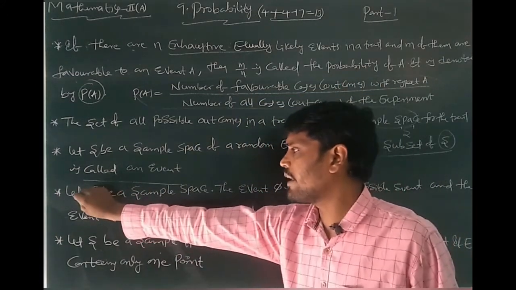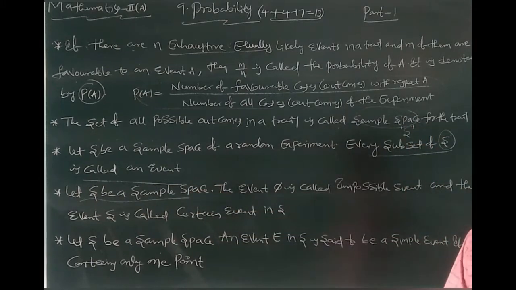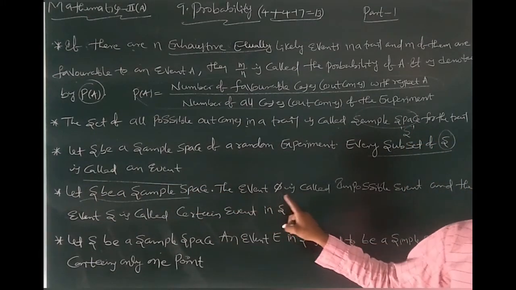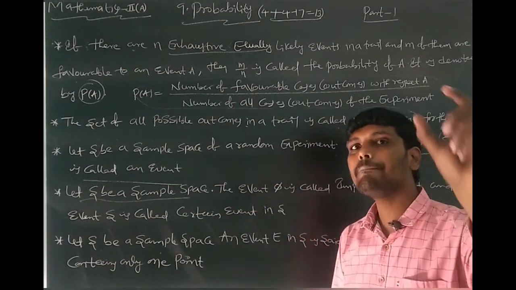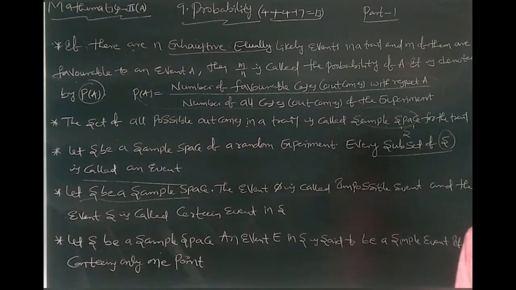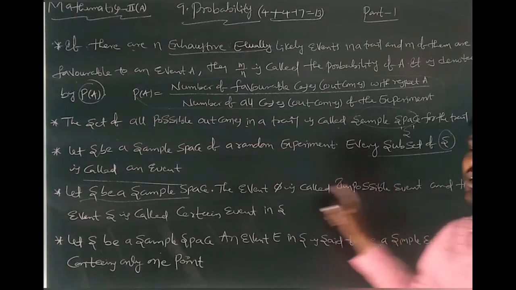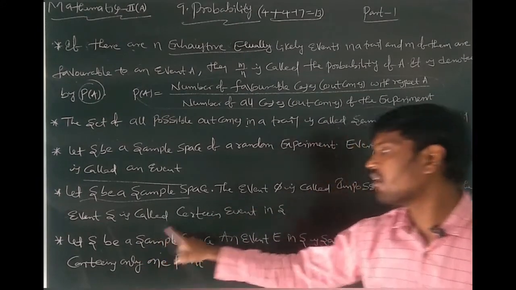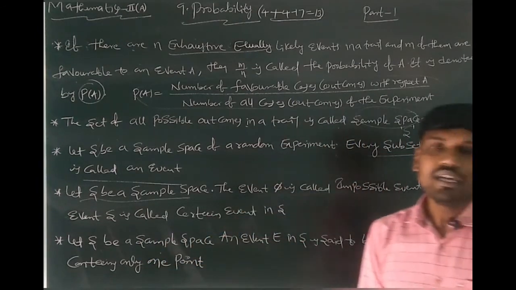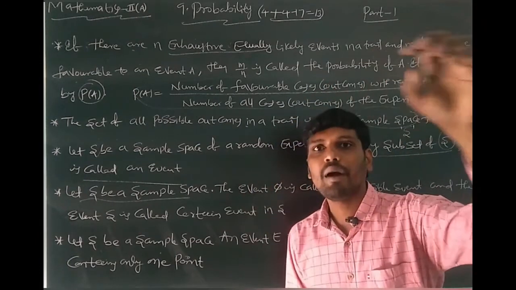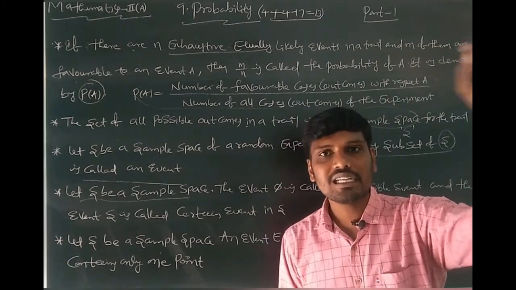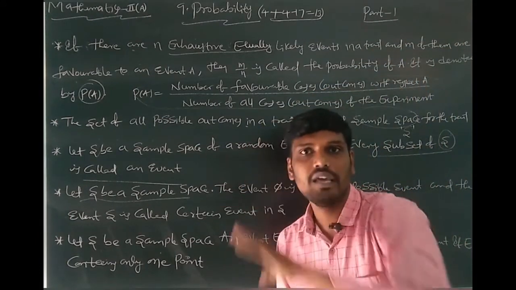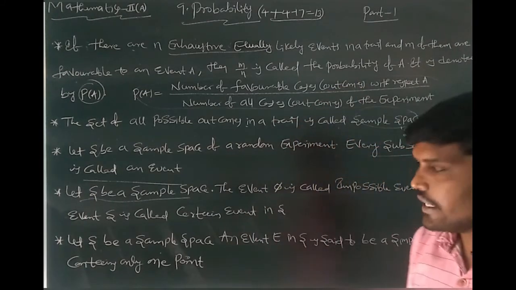After that, next point. Let S be a sample space. The event phi is called the impossible event, and the event S is called the certain event. Here S is the sample space. Phi, the empty set, is called the impossible event. S is called the certain event.